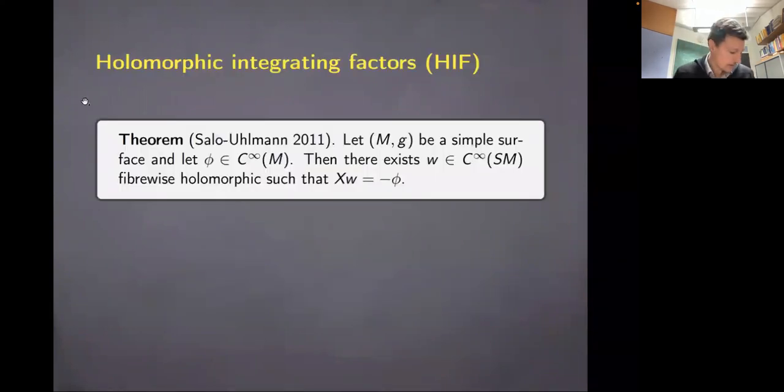So let's keep moving on a little bit. In the last few minutes, let me show that you can look at almost everything that has been done from this point of view. So let's go back to another landmark result by Mikko and Gunther from 2011, that they show that you always have fiber-wise holomorphic integrating factors, essentially. This is the statement that if you have a function on M, you can solve the transport problem Xw = -phi with a fiber-wise holomorphic function.